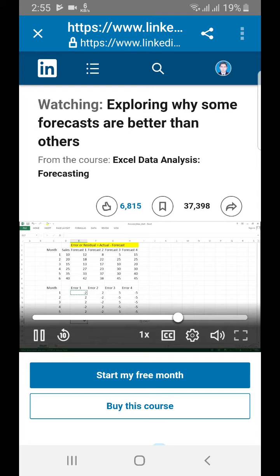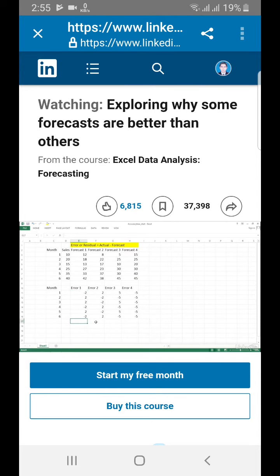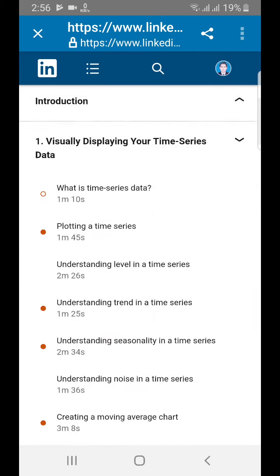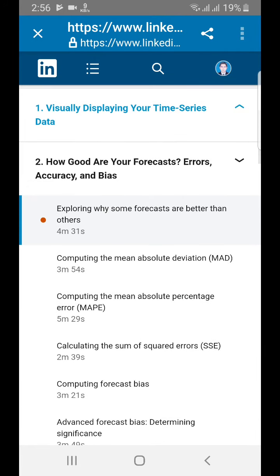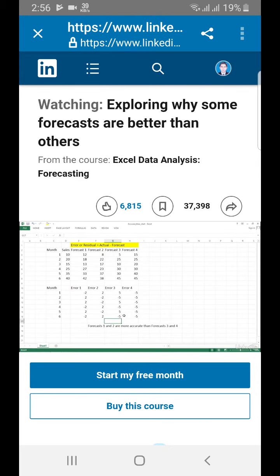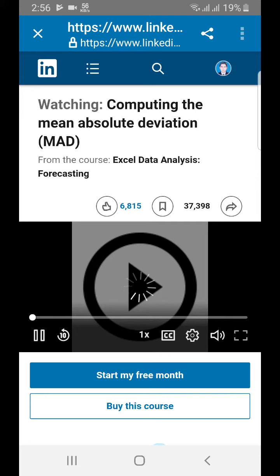So now let's qualitatively look at these errors and try to figure out what's going on. Well, I think you see for forecasts 1 and 2, we're always off by 2 units. And for forecasts 3 and 4, we're always off by 5 units. Forecasts 1 and 2 are more accurate, and we'll make this more precise later in this chapter, than forecasts 3 and 4. And again, that's because we're off by 2 units in forecasts 1 and 2. If we look at forecasts 3 and 4, we see we're always off by 5 units.